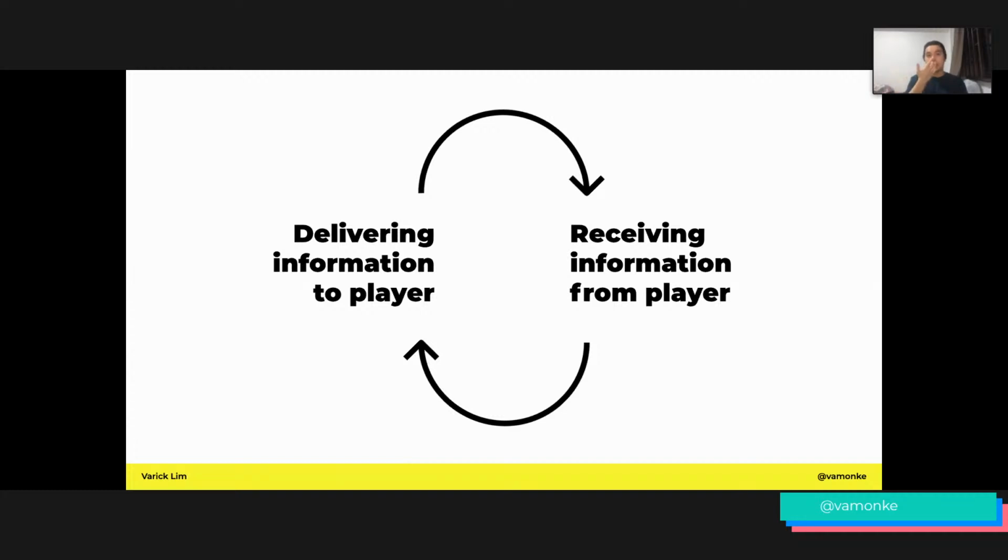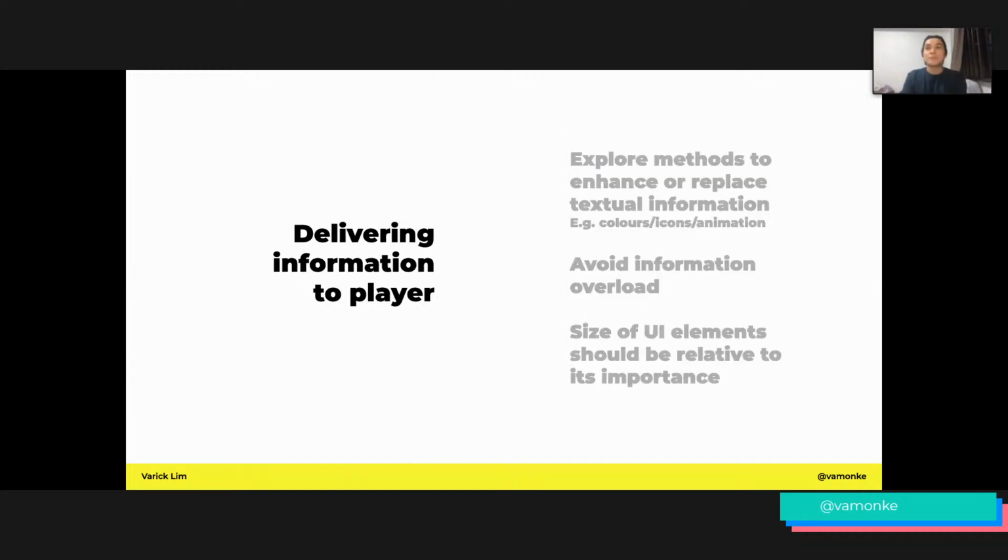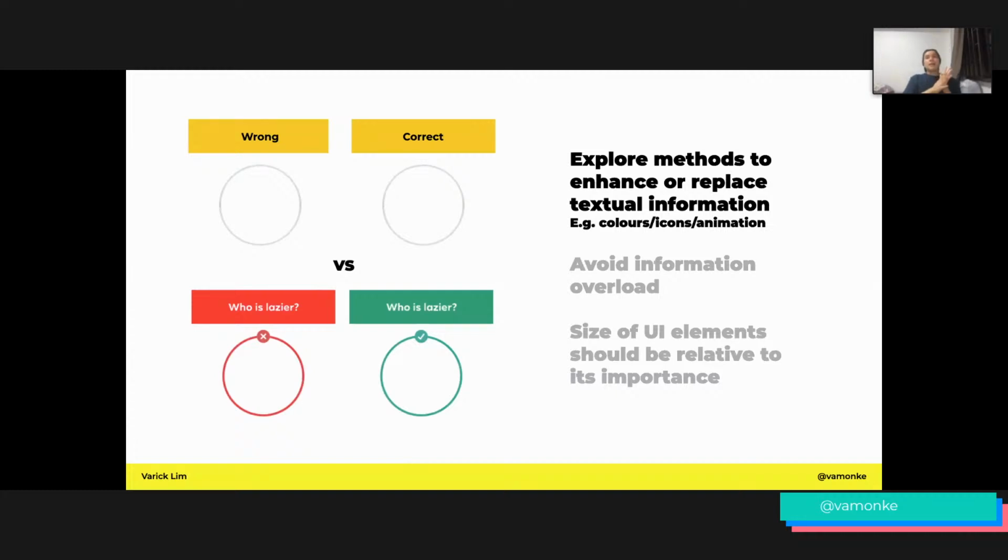When we look at delivering information to the player, there are a few principles that I use and apply when I design my games. The first one, I think, applies for any kind of game: when you're trying to convey information to users or players, you want to explore different methods to enhance or replace textual information. What this means is that instead of just relying on text and making the user read the text, it will be better as a game designer to use different colors, icons, or animation to get a message across.